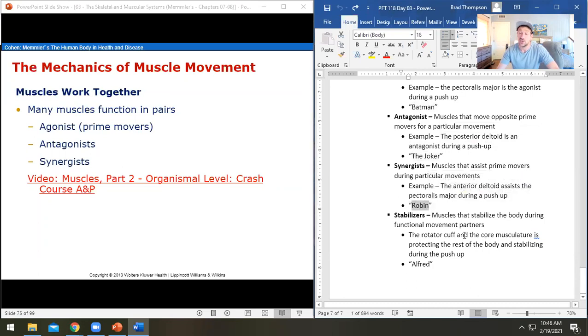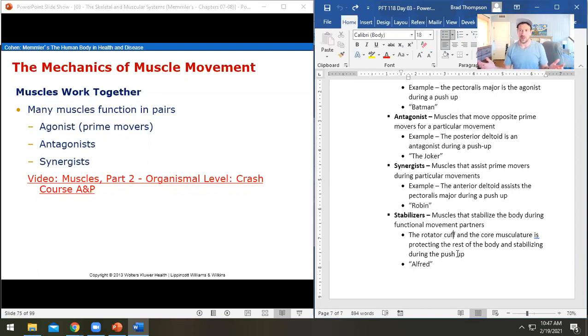Now, while all of this is happening, one thing that we're not seeing in this PowerPoint, but is very important to us, is that we also have stabilizer muscles. Stabilizer muscles are basically isometrically holding your joints at whatever angle they're supposed to be at during particular movements. Like your rotator cuff, which is all these little stabilizing muscles inside of your shoulder joint, they are there to protect the body and stabilize it during whatever particular movement. So my rotator cuff is going to help stabilize while I'm moving through a range of motion during my push-up.